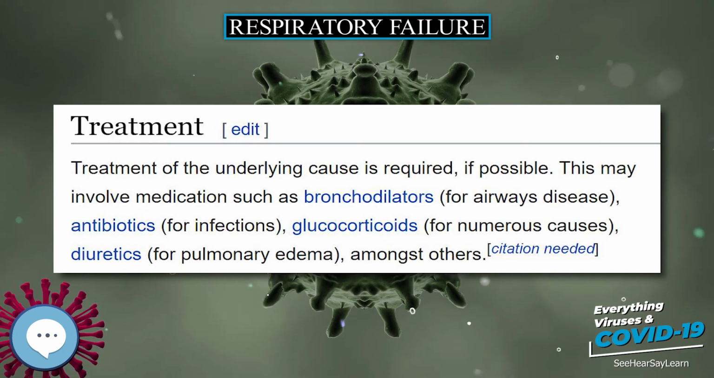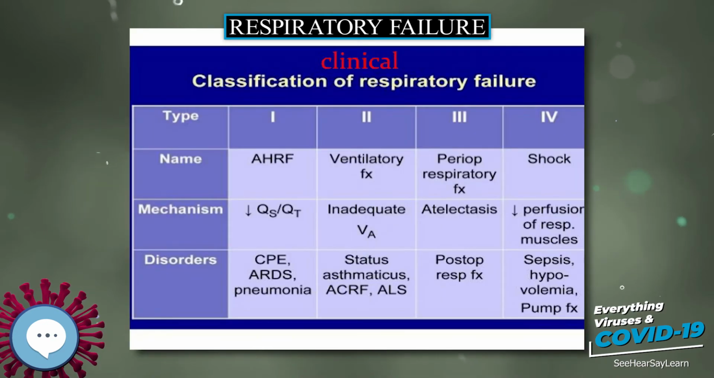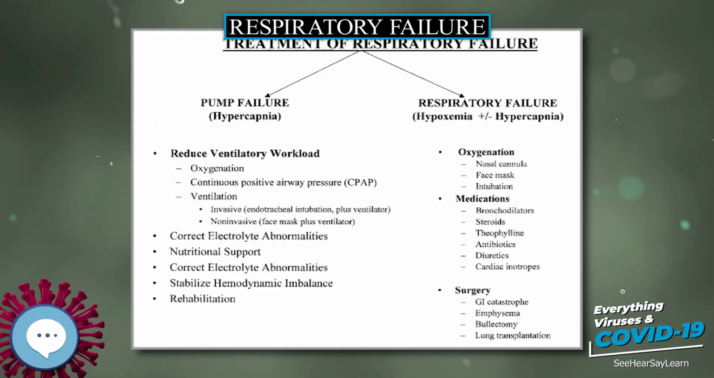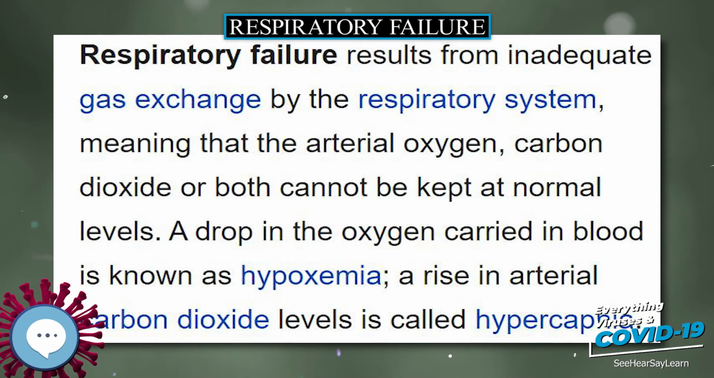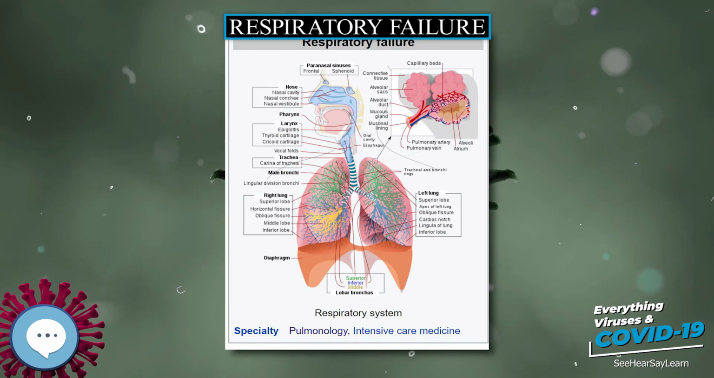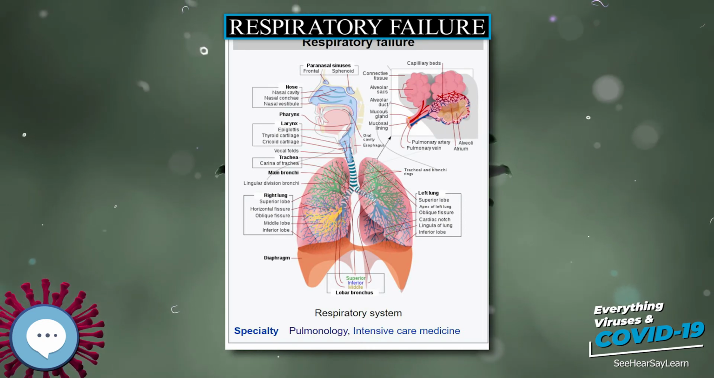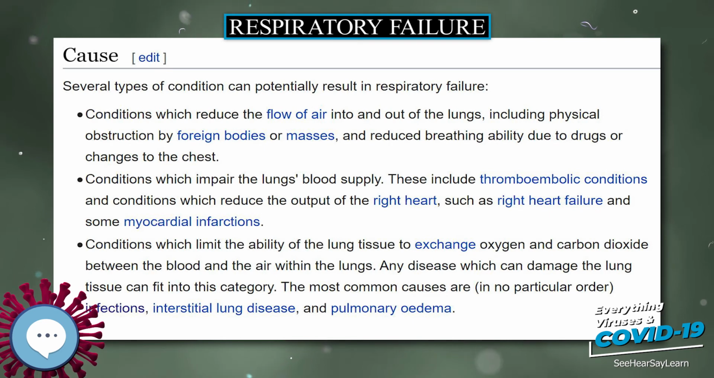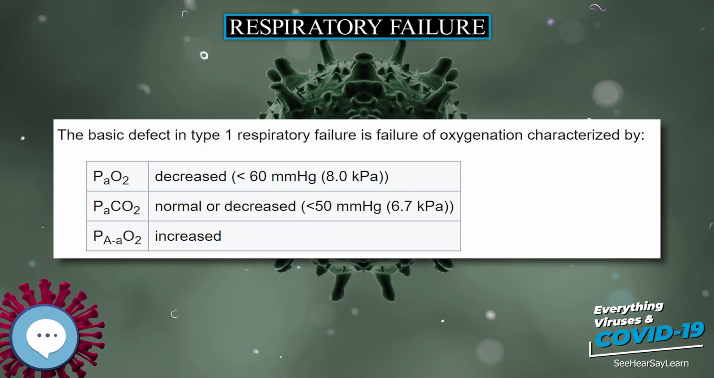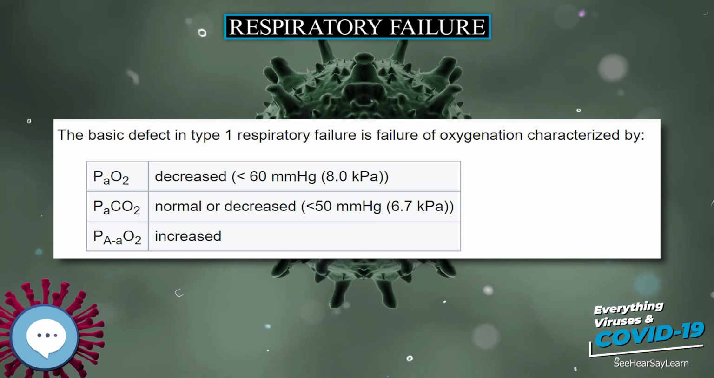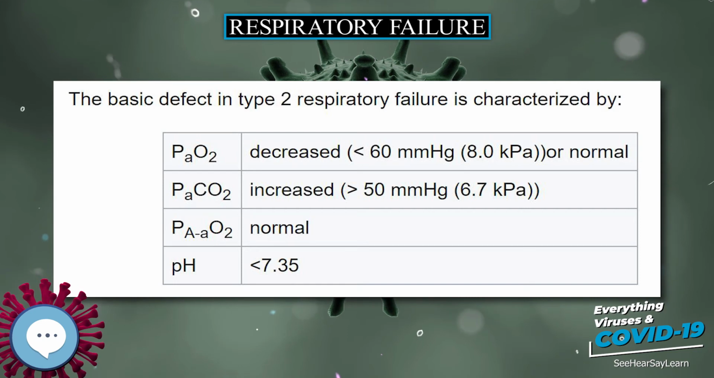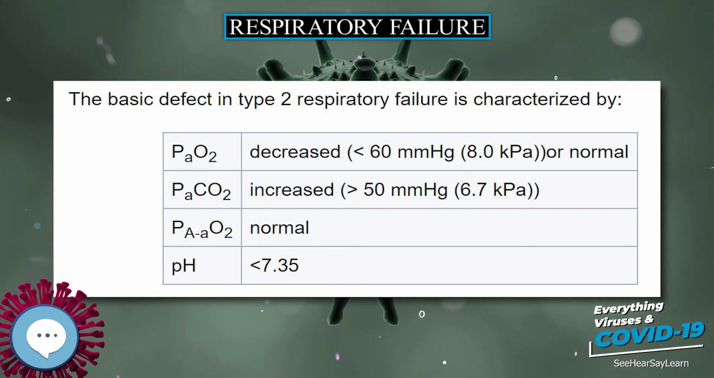Treatment. Treatment of the underlying cause is required, if possible. This may involve medication such as bronchodilators, for airways disease, antibiotics, for infections, glucocorticoids, for numerous causes, diuretics, for pulmonary edema, amongst others. Respiratory failure resulting from an overdose of opioids may be treated with the antidote naloxone. In contrast, most benzodiazepine overdose does not benefit from its antidote, flumazenil. Respiratory therapy/respiratory physiotherapy may be beneficial in some causes of respiratory failure.